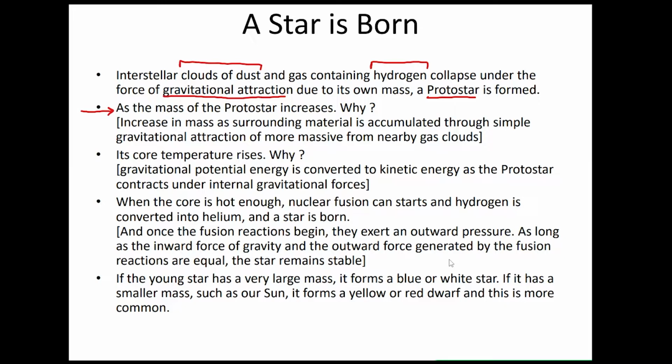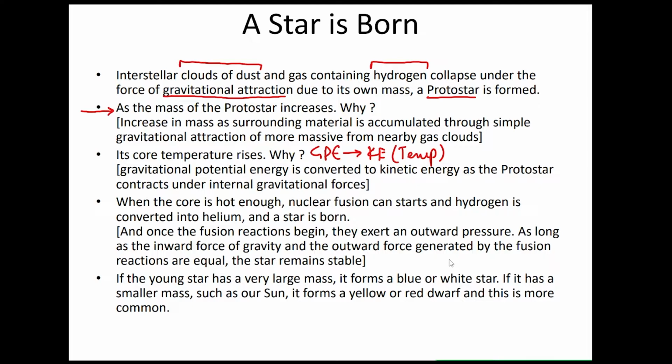Generally then, as its mass increases, its core temperature also rises. Why? We discussed that just earlier: the gravitational potential energy is converting into kinetic energy, and we know that kinetic energy is directly related to the temperature of a gas, or at least all the substances in the universe. So that is converted into kinetic energy as the protostar contracts under internal gravitational forces. When the core is hot enough, which is of course millions of degrees, nuclear fusion can start and hydrogen is converted into helium and a star is born.